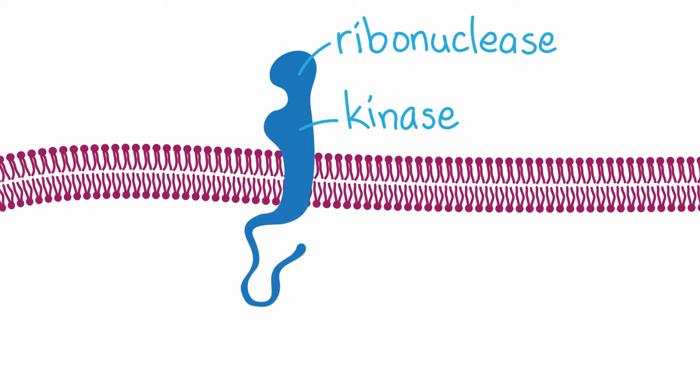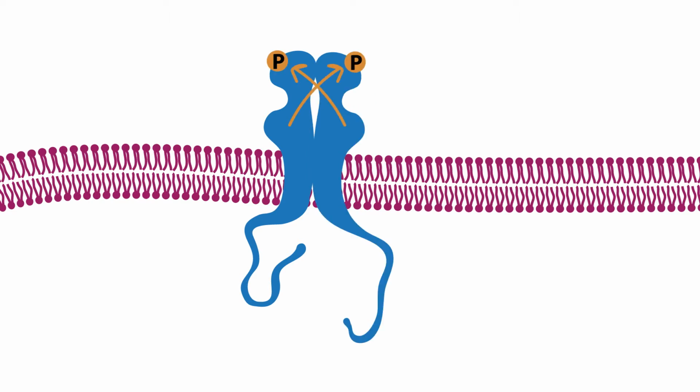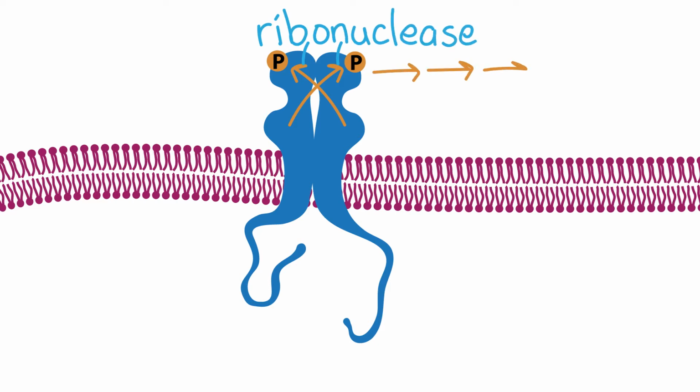Experiments demonstrate that the kinase domain of one IRE1 molecule can phosphorylate the cytoplasmic domain of another IRE1 molecule. Such a reaction is a transphosphorylation. A series of experiments shows that transphosphorylation can activate the IRE1 ribonuclease domain, and that in turn is important for events downstream of IRE1 in the UPR pathway.